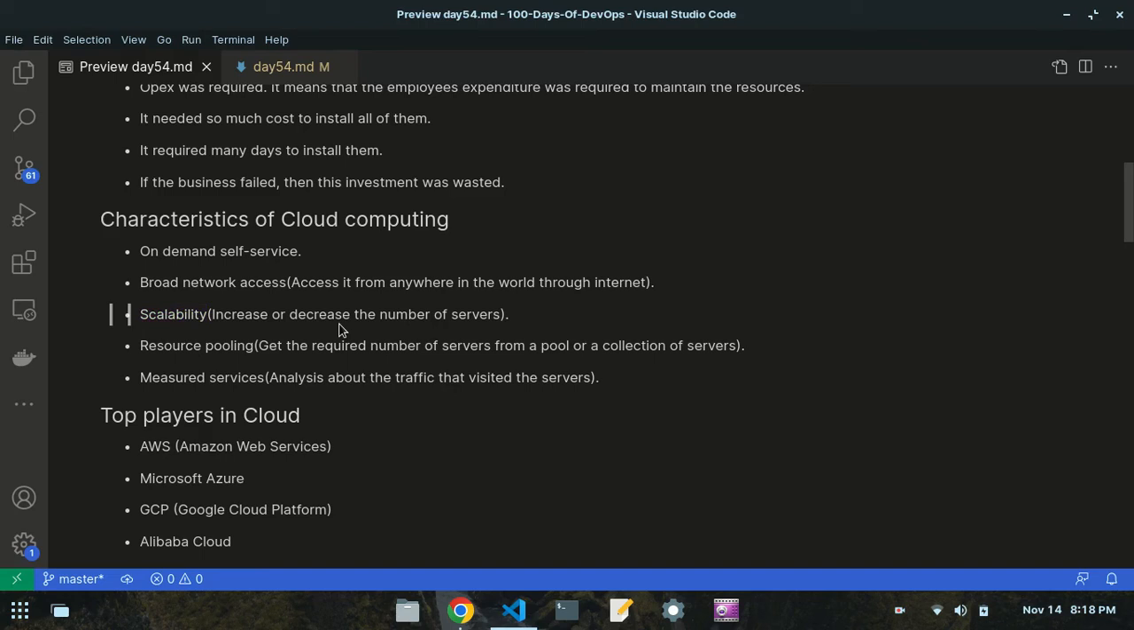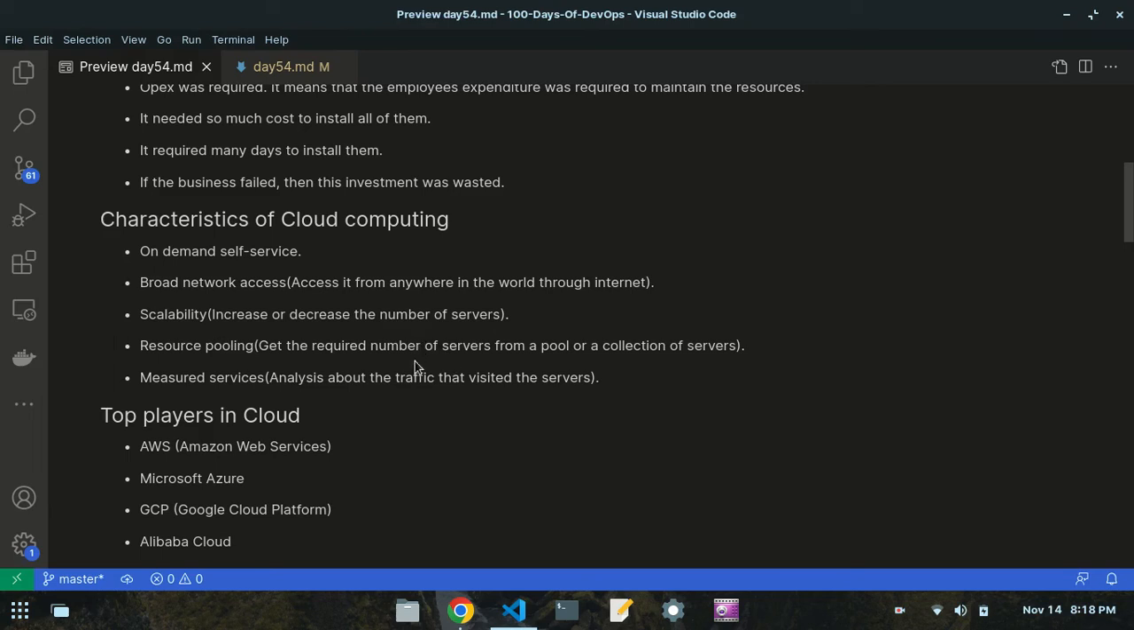And now the next point is resource pooling. It means that you get the required number of servers from a pool or a collection of servers. Basically, there are a lot of servers present on the cloud computing platform that you are using, and from that pool of servers, you can get any number of servers if you require.